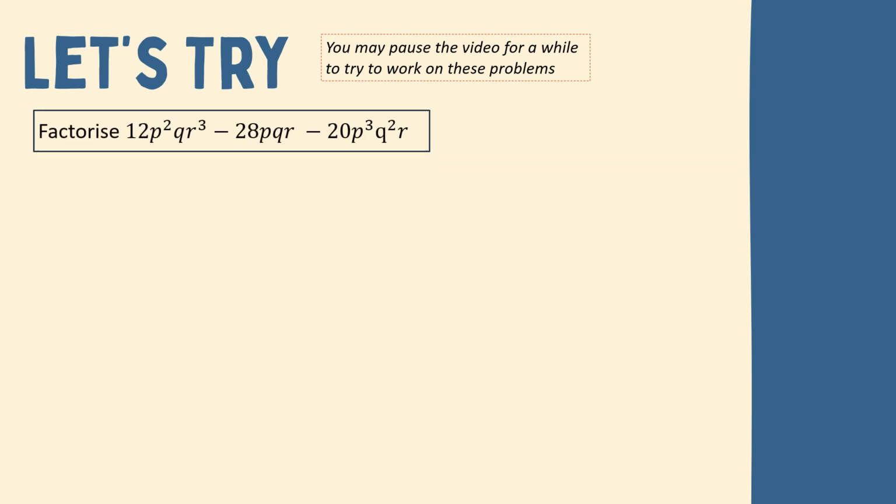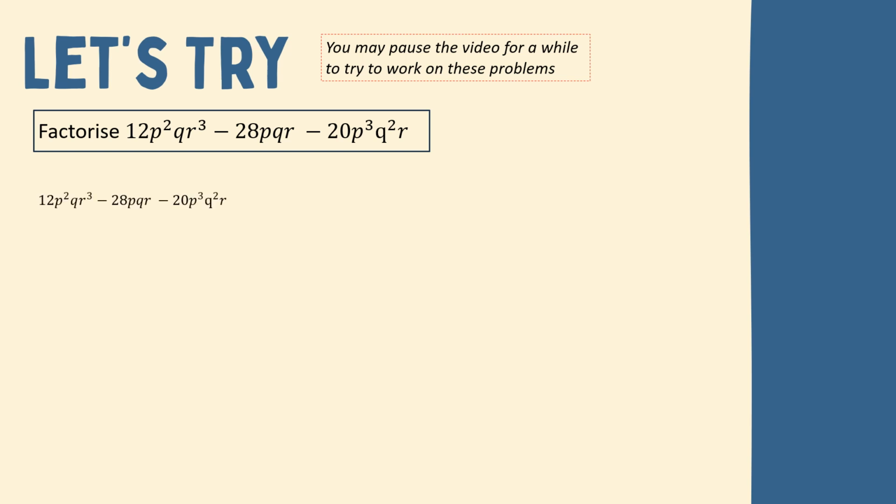Let's try to do simple factorizing. You may pause the video for a while to try to work on these problems. The first problem. Factorize 12p squared qr cubed minus 28pqr minus 20p cubed q squared r.